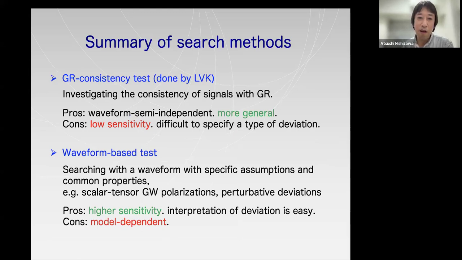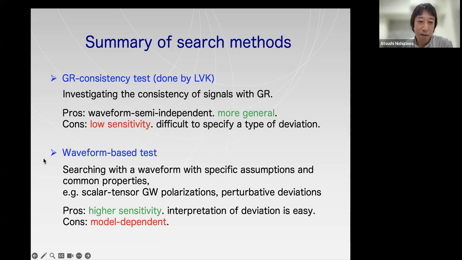Okay, so this is a summary of such methods. The GR consistency test, mainly done by the LVK collaboration, is this kind of test. In this test, they investigate the consistency of the signal with GR. The advantage of this test is that it is a general test. They use the GR waveform, but they don't assume any specific theory of modified gravity. But it has low sensitivity. Also, when a deviation from GR is found, it is difficult to specify the type of deviation and difficult to interpret it.